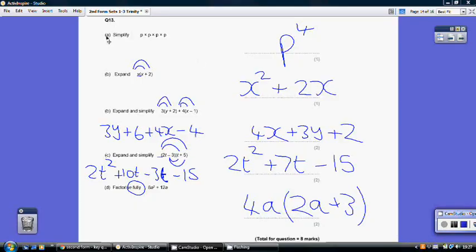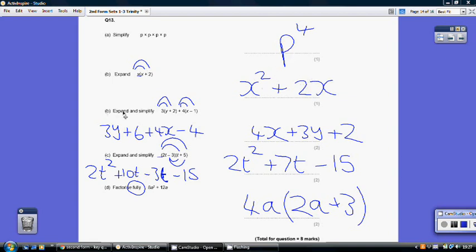Question 13, part A. So P times P times P times P is P to the power of 4. Had it been P add P add P add P, that would have been 4P. Now part B, expanding. This is when we get rid of the brackets and we do the claw. So we're going to do x multiplied by x and then move on to the second claw, x multiplied by plus 2. Now x times x is x squared, and then x times plus 2 is plus 2x.